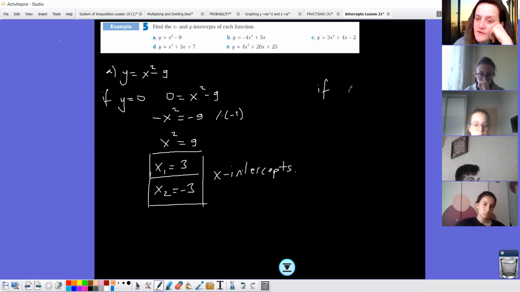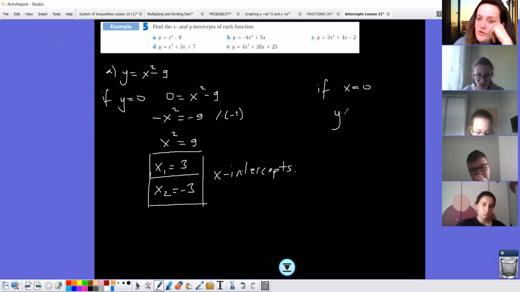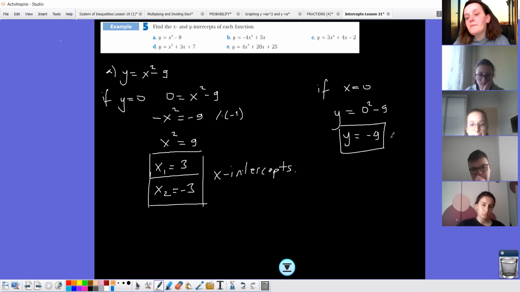For the y-intercept, we said if x is equal to 0, y will be minus 9. Our function is y is equal to x squared minus 9. So instead of x, I will write 0, minus 9. So y is equal to minus 9 is the y-intercept. Okay.